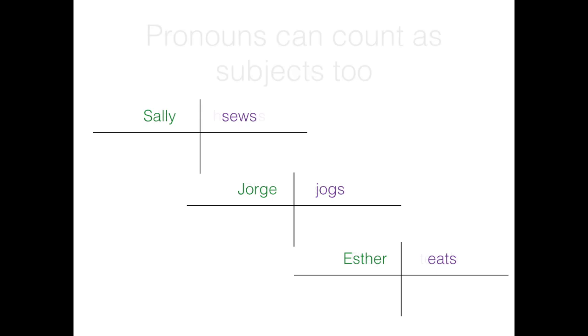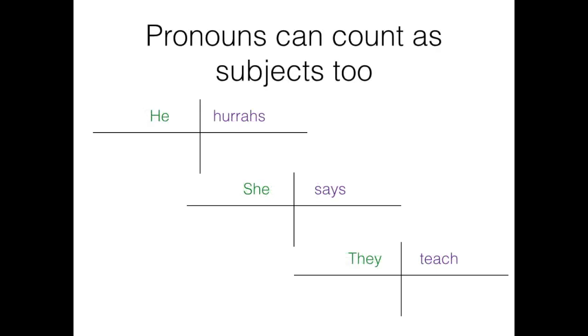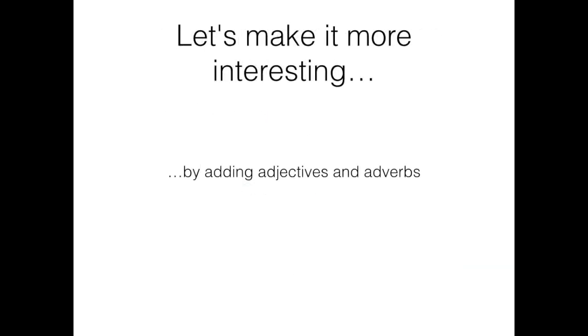We can also replace the noun with a pronoun. Because the pronoun is acting as the noun and is still the subject of the sentence, it goes in the same place a noun would, like this. He hurrahs, she says, they teach, etc. As long as the pronoun in question is acting as the subject of the sentence, it goes in the subject place. We'll talk about nouns and pronouns as objects in the next video. So we could spend all day mapping out two-word sentences, but honestly it's pretty boring, so let's start adding other words into the mix.